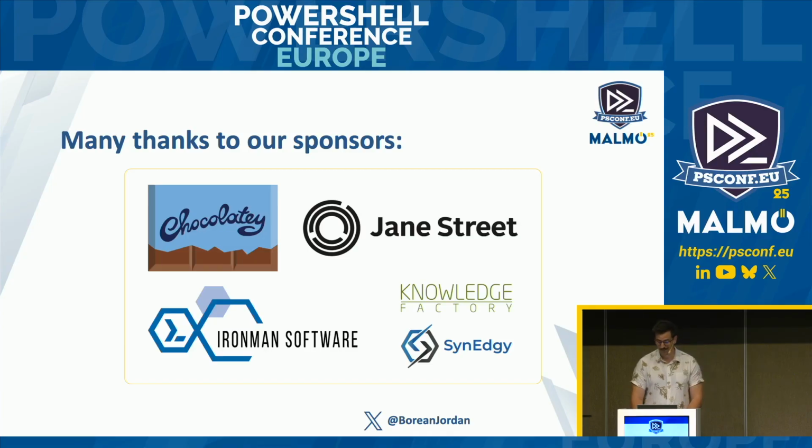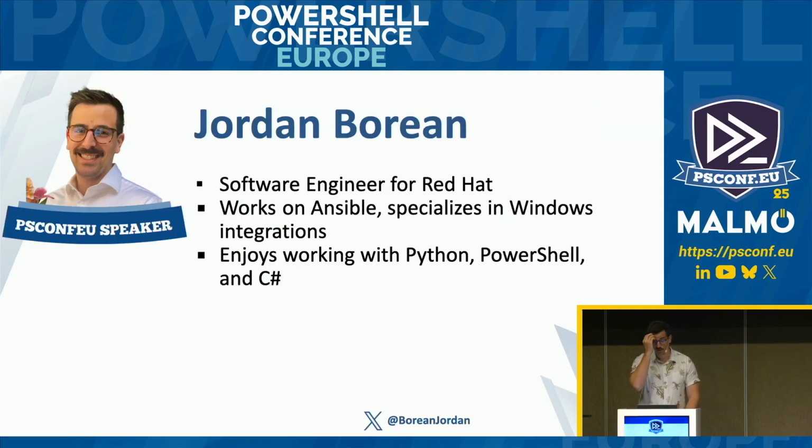So my name is Jordan Borean. I'm a software engineer from Red Hat. I work on Ansible and I specialize in the Windows integrations, so I do a lot of things with PowerShell. And I just enjoy working in Python, PowerShell, and C#.